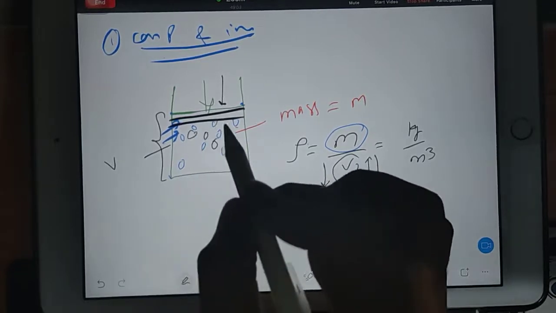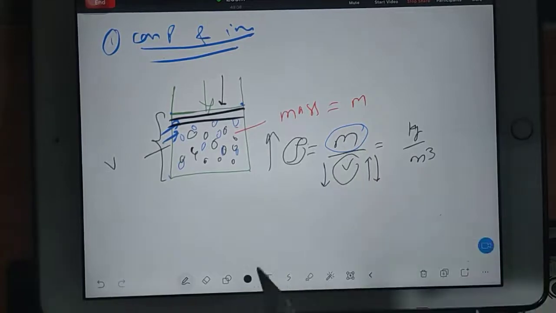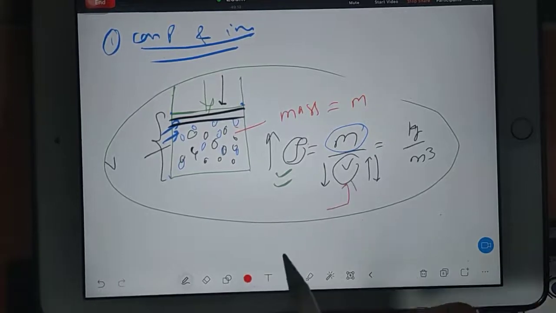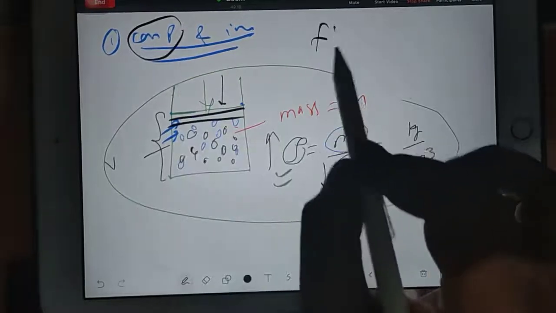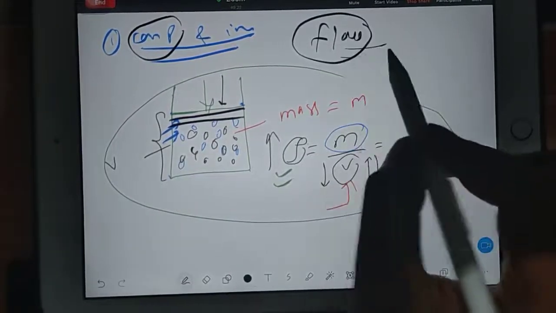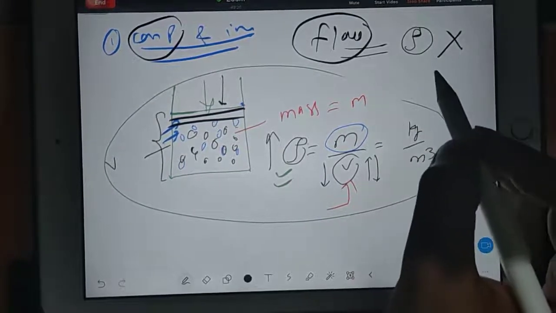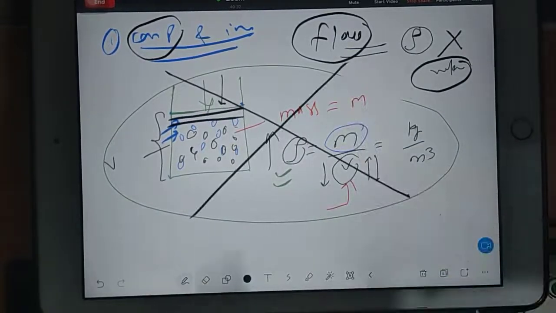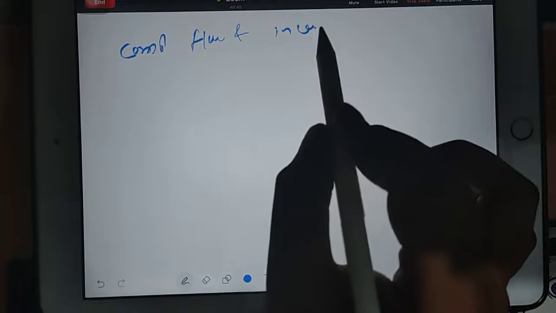So these molecules will come closer. Closer means more crowd, so density will increase. In this example, I am increasing my density by changing the volume. But when we discuss compressible flow, the density will change not because of volume but because of velocity. This velocity concept we cannot understand in this example. That's why we have the concept of compressible flow and incompressible flow.